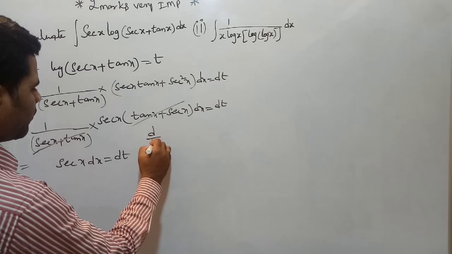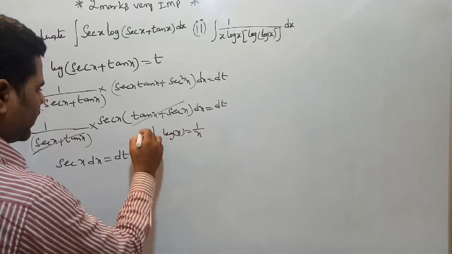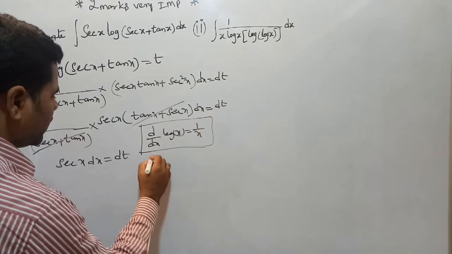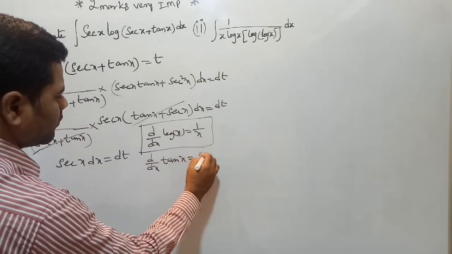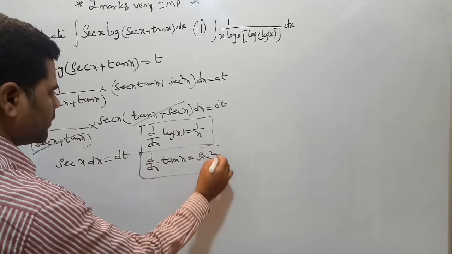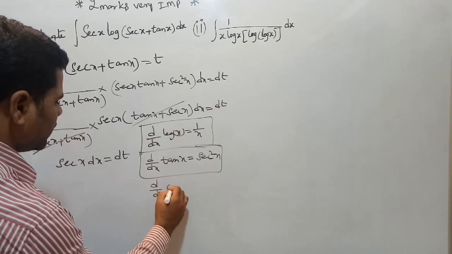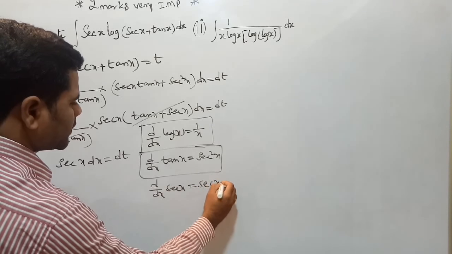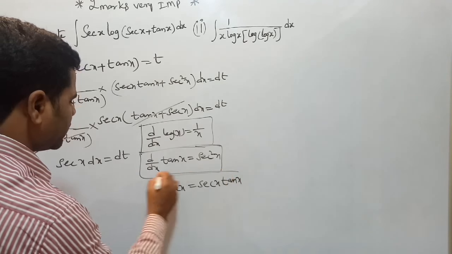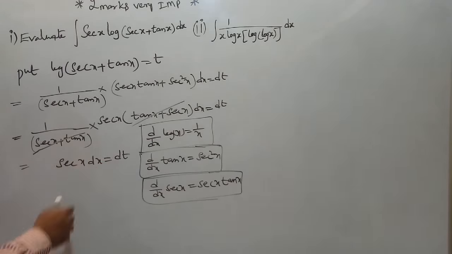d by dx of log x is equal to 1 by x. d by dx of tan x is equal to secant square x. d by dx of secant x is equal to secant x tan x. So from these three formulas we get secant x into dx is equal to dt.